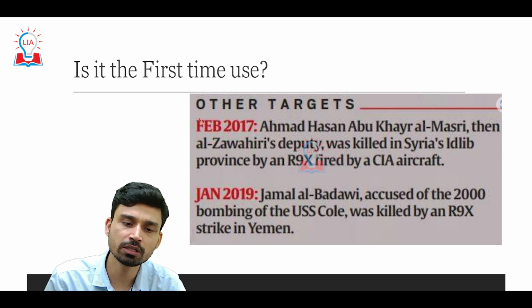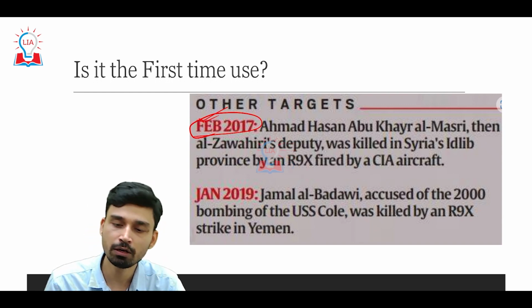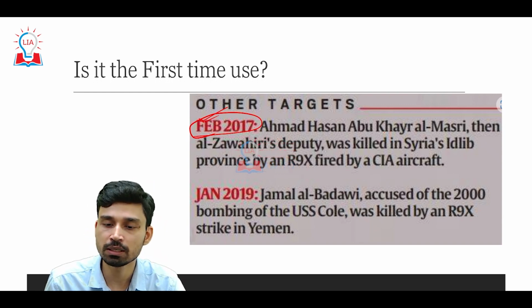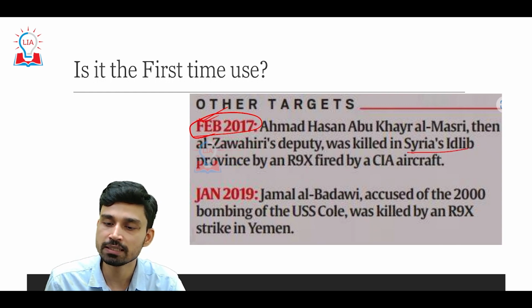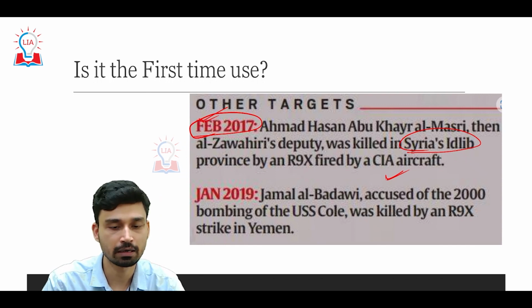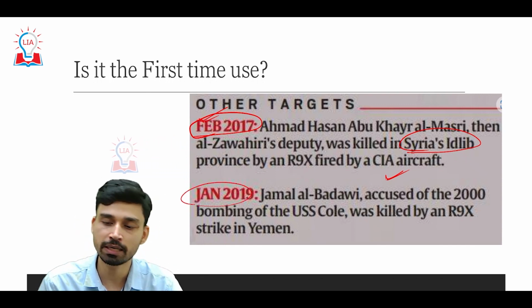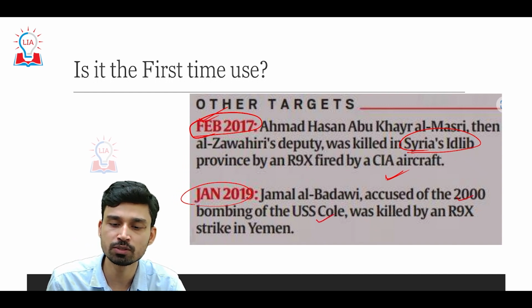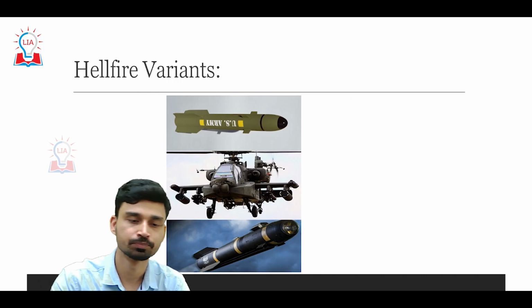Before this, there were also certain incidents, like in February 2017, when a very well known terrorist, Ahmad Hassan Abu Khair al-Masiri, then al-Zawahiri's deputy, was also killed in Syria's Idlib province by the same missile launched by a CIA aircraft. Similarly, in January 2019, Jamal al-Badawi, who was accused of the 2000 bombing of the USS Cole, was also killed by a similar kind of missile launched by a US Reaper drone.